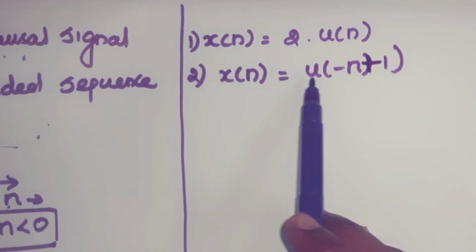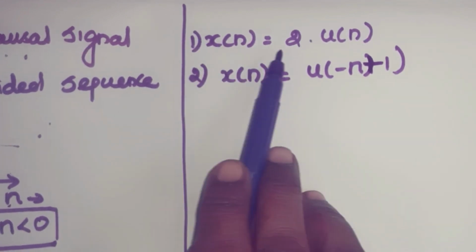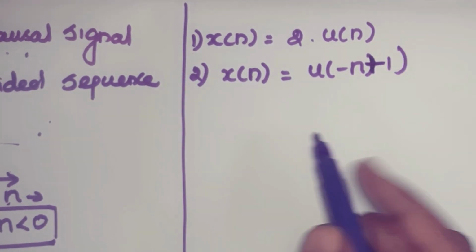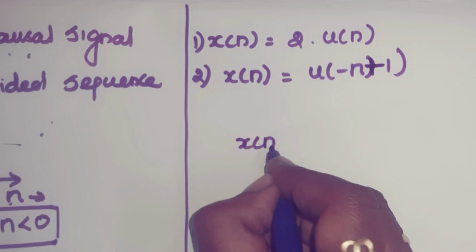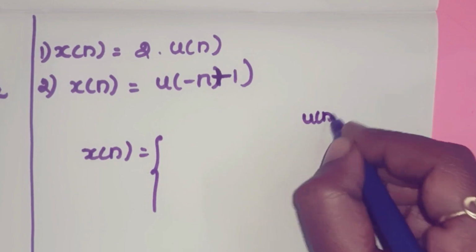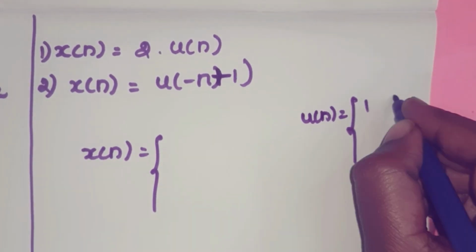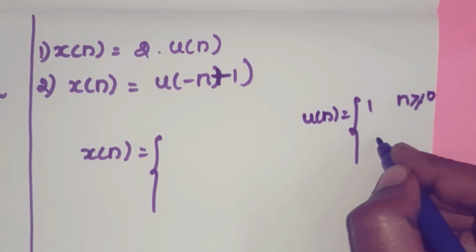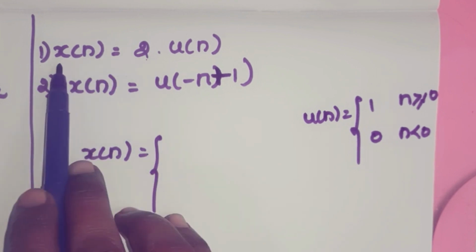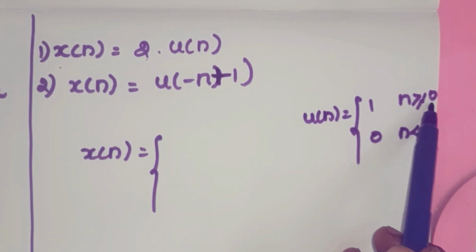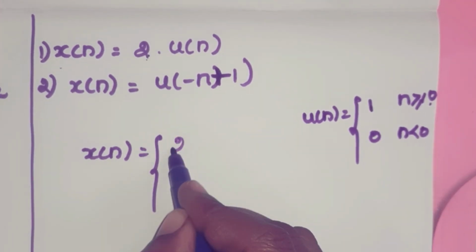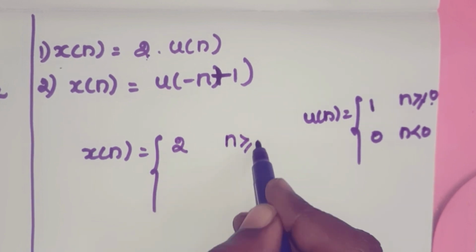Let us see whether the signals are causal or not. First signal: x of n is equal to 2 into u of n. You all know u of n is a unit step signal. u of n is equal to 1 for n greater than or equal to 0, and 0 for n less than 0. This u of n is multiplied with 2 to get x of n. So for n greater than or equal to 0, u of n is 1, and that 1 is multiplied with 2. So you get 2, for n greater than or equal to 0.